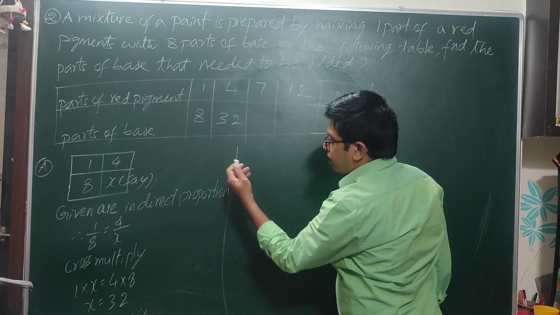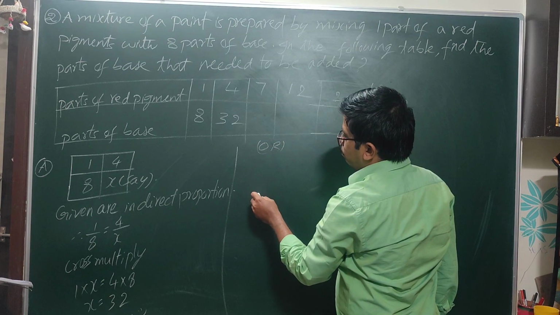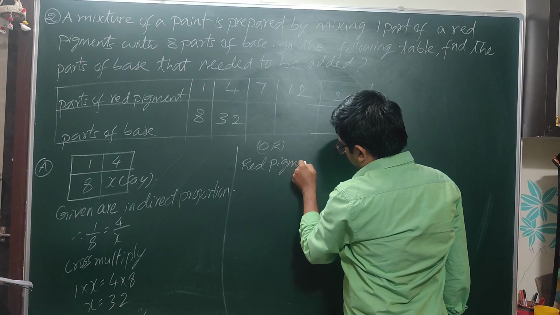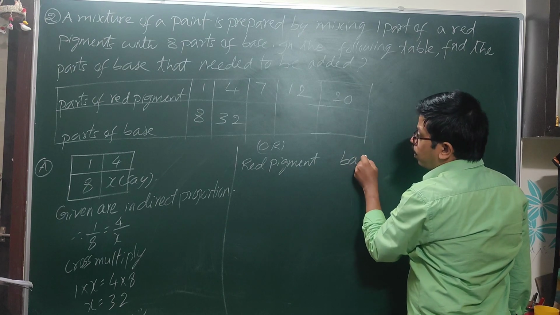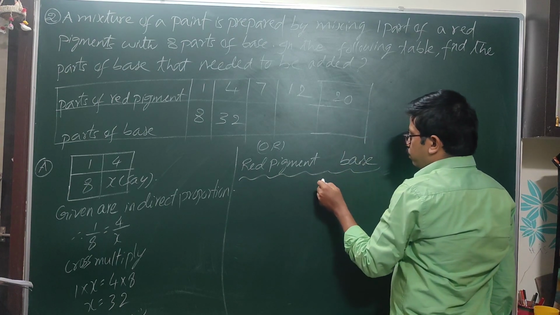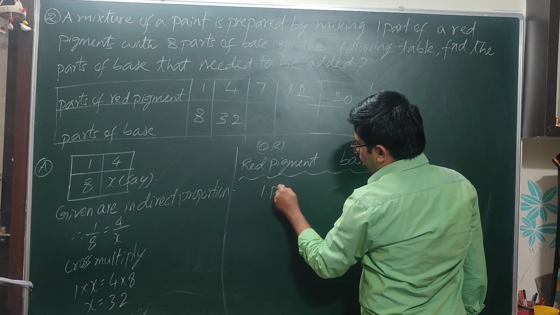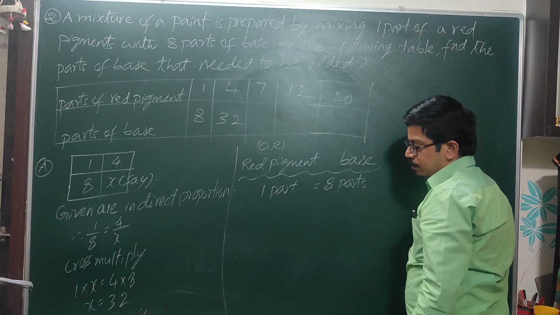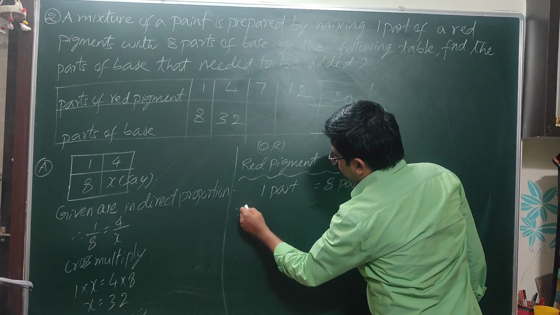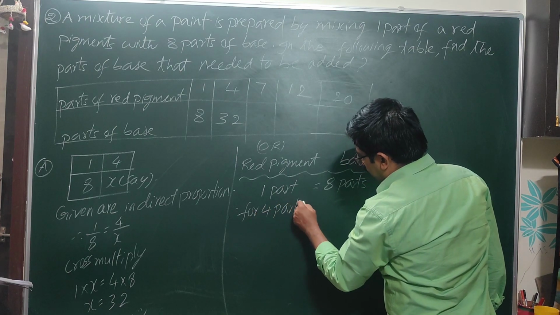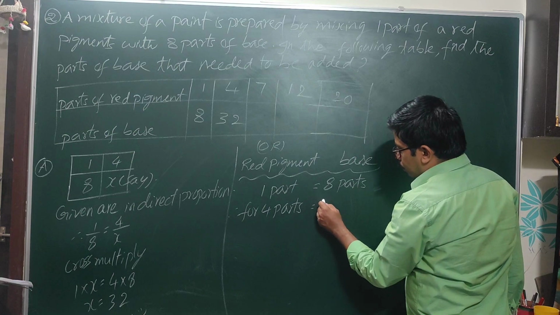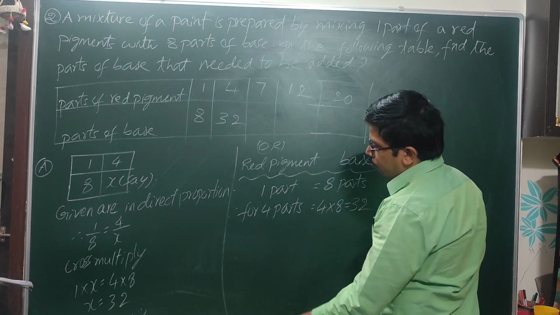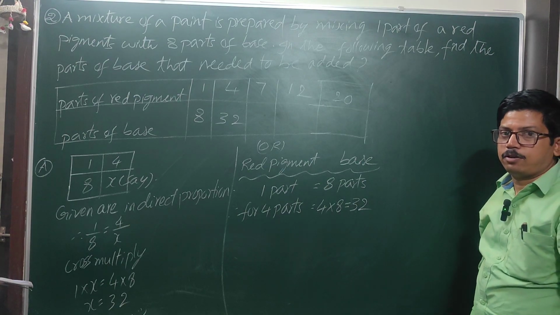Even we can do it in another method. Red pigment, base, one part equal to 8 parts. Already it is in one part per unit. Therefore for 4 parts the answer is 4 eights, 32. Like this also you can solve. Now you can follow the method which is easier for you for understanding.